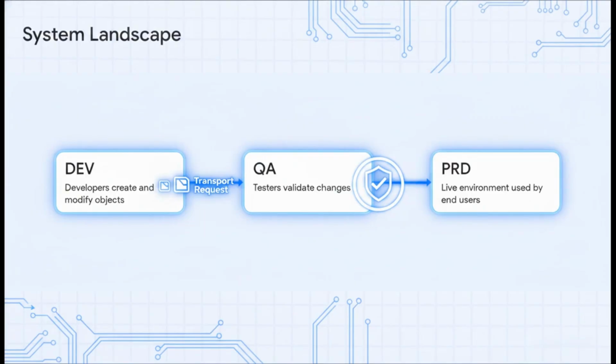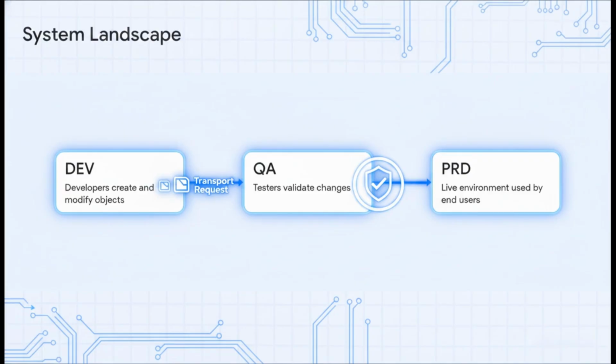First, you have Dev, the development environment, where you create and modify your objects. Then comes QA, quality assurance, where testers rigorously validate those changes. And finally, PRD, the live production environment actually used by end users. Now, you absolutely must emphasize the phrase transport request here. That is the vehicle moving your code safely between these stages.